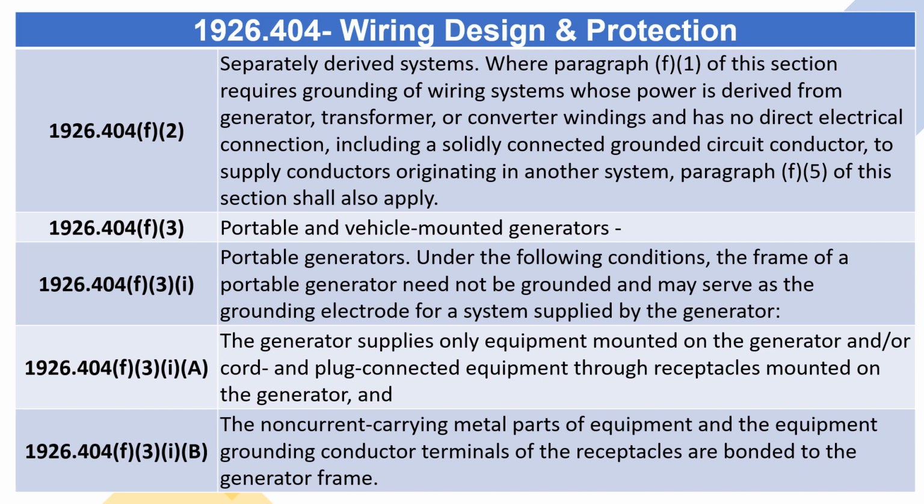1926.404(f)(3) Portable and vehicle-mounted generators. 1926.404(f)(3)(i) Portable generators. Under the following conditions, the frame of a portable generator need not be grounded and may serve as the grounding electrode for a system supplied by the generator. (A) The generator supplies only equipment mounted on the generator and/or cord and plug connected equipment through receptacles mounted on the generator. And (B) the non-current carrying metal parts of equipment and the equipment grounding conductor terminals of the receptacles are bonded to the generator frame.